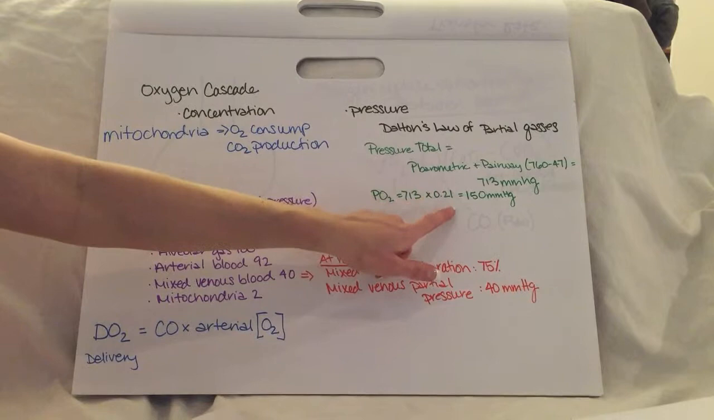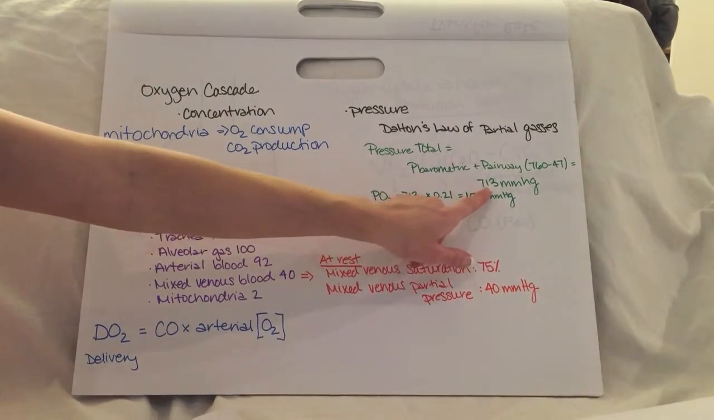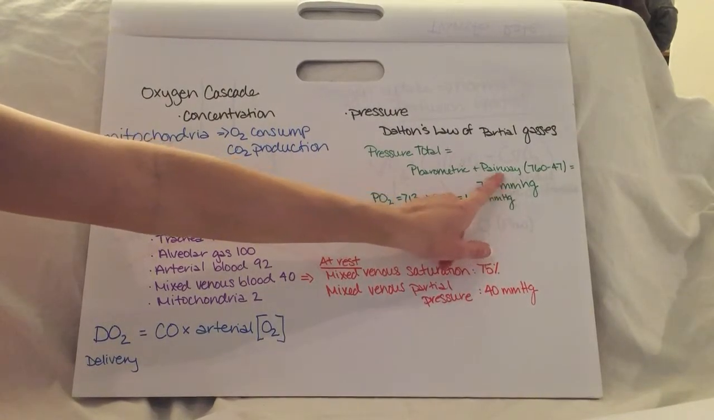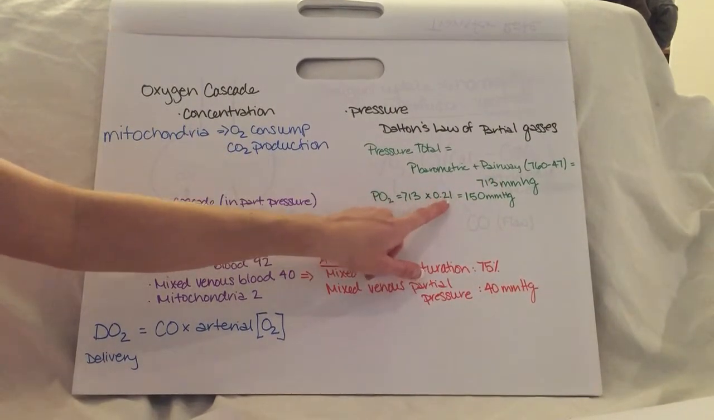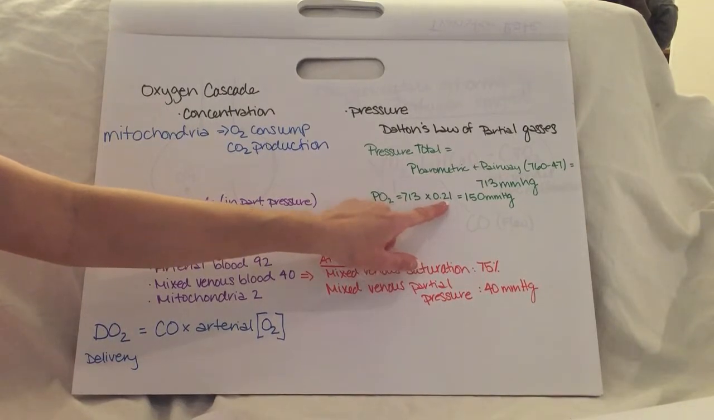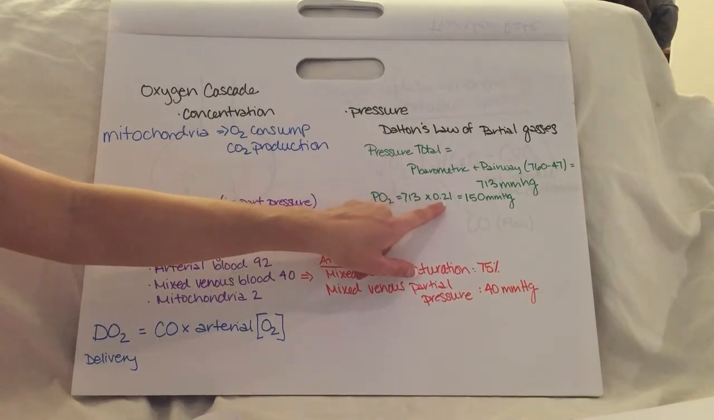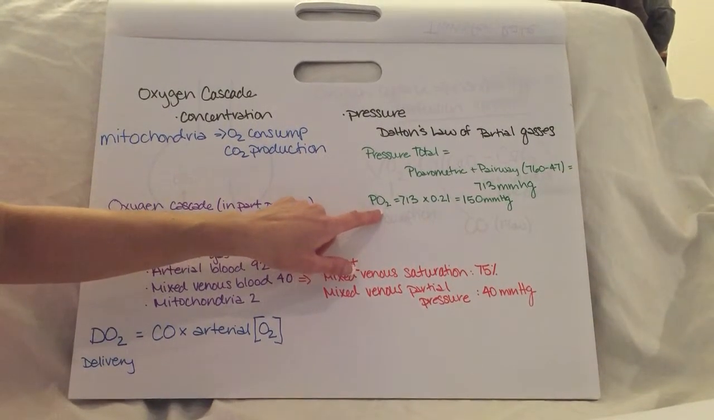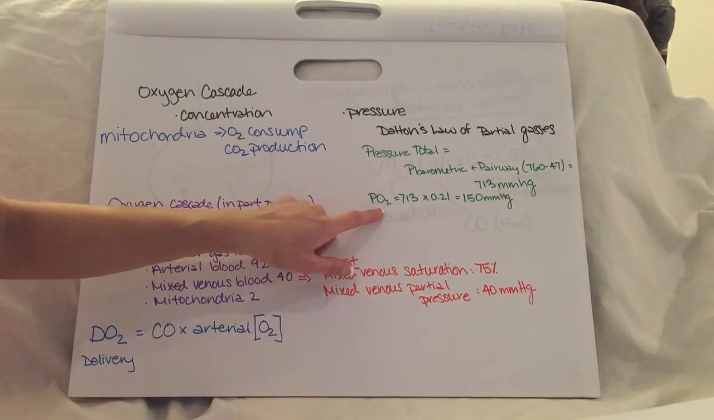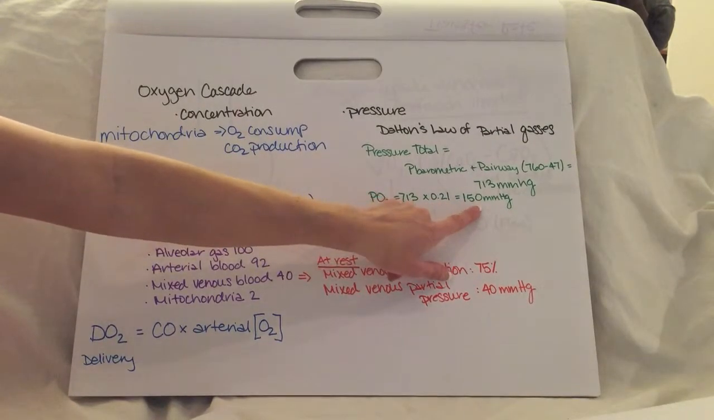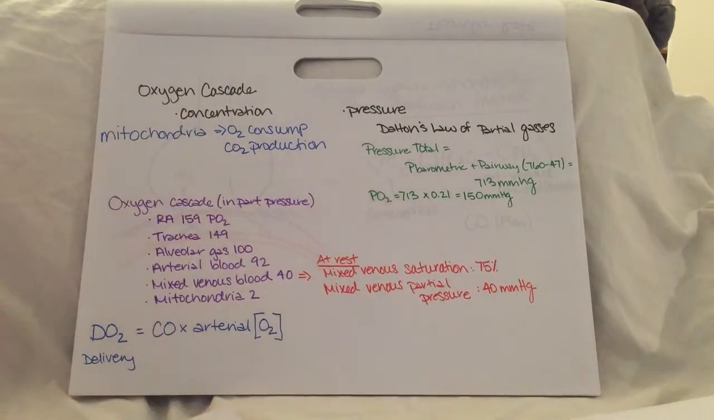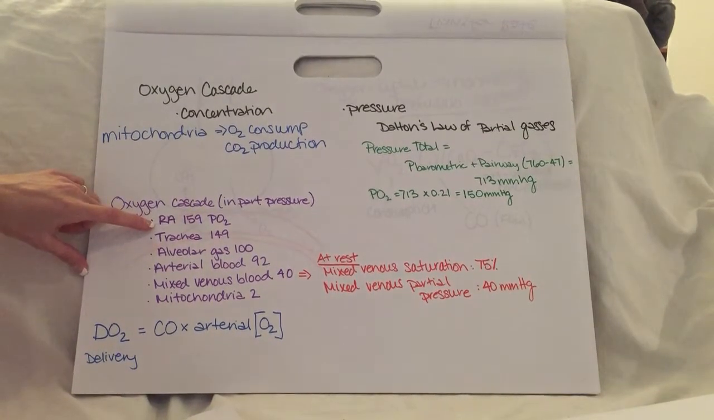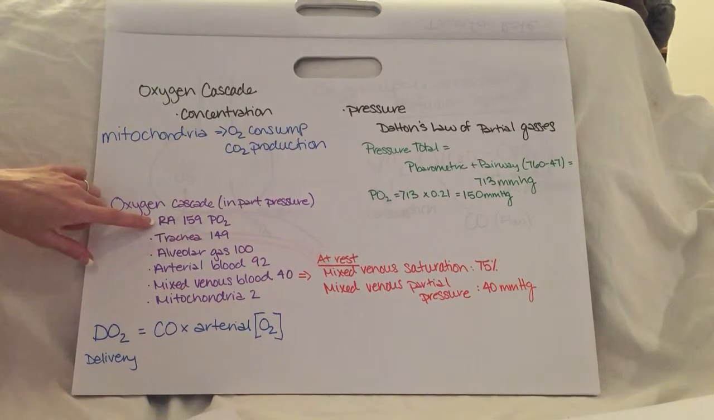which for us at sea level, we can assume to be 713, and then you multiply this by your percentage of oxygen, your FiO2, which is 0.21 or 21%. So the total pressure of oxygen at sea level, accounting for water, elevation, and room air, is about 150 millimeters of mercury. And we see that in the cascade, room air partial pressure is approximately 159.